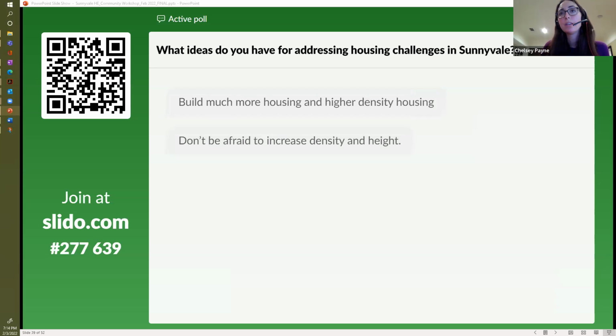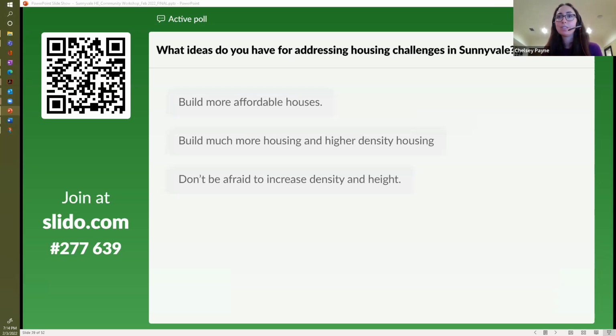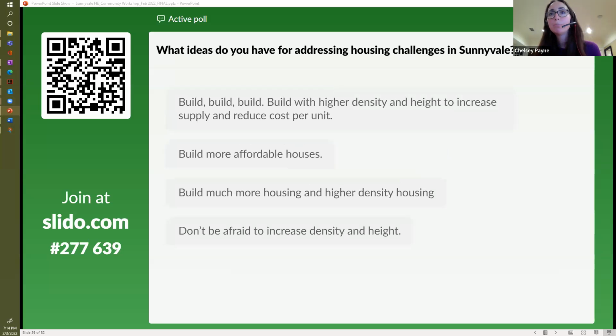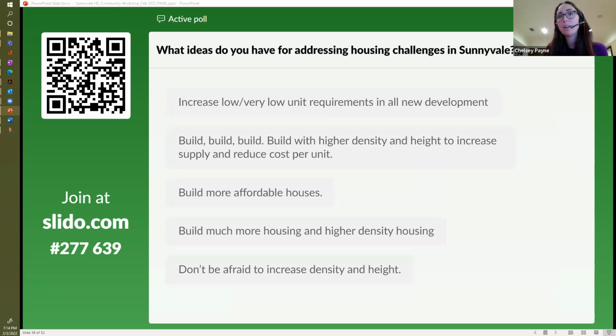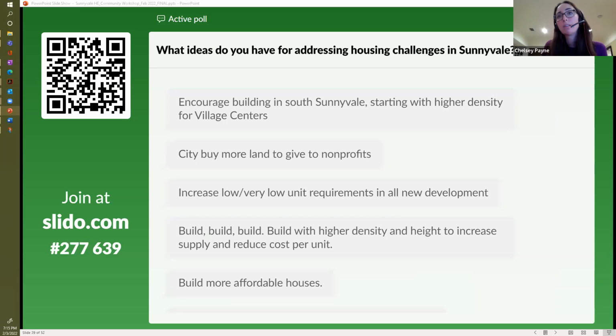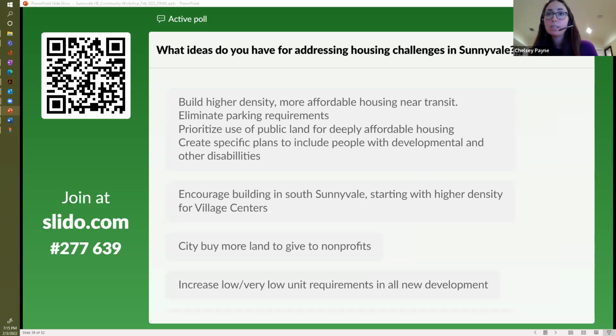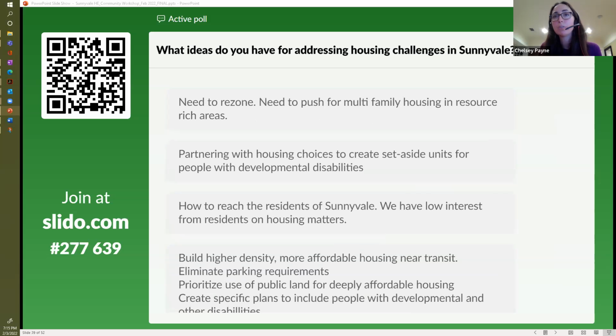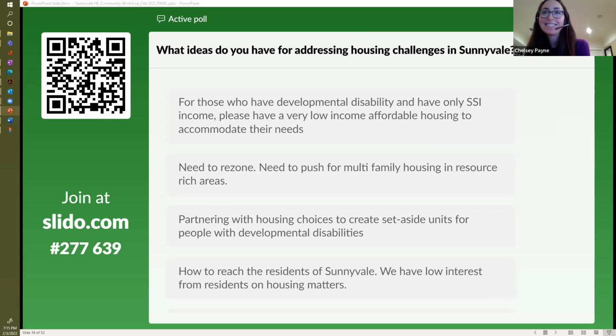All right, we have our first response: don't be afraid to increase density and height, build much more housing and higher density housing. To build more affordable homes, build with higher density and height to increase supply and reduce costs per unit. Increase low, very low income unit requirements for all new development. It's talking about the inclusionary. City to buy more land to give to nonprofits. Encourage building in South Sunnyvale, starting with higher density for village centers. Build higher density, more affordable housing near transit. Eliminate parking requirements. Prioritize use of public land for deeply affordable housing. Create specific plans. All right, moving faster here.